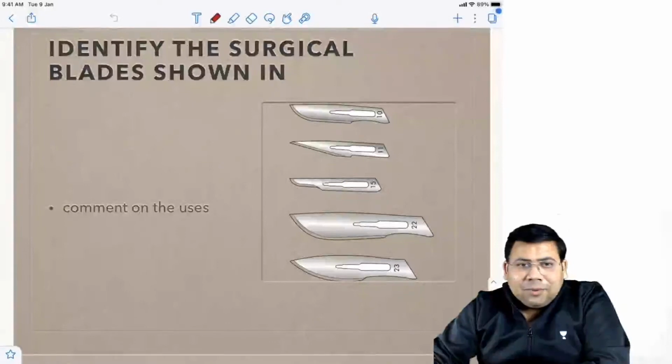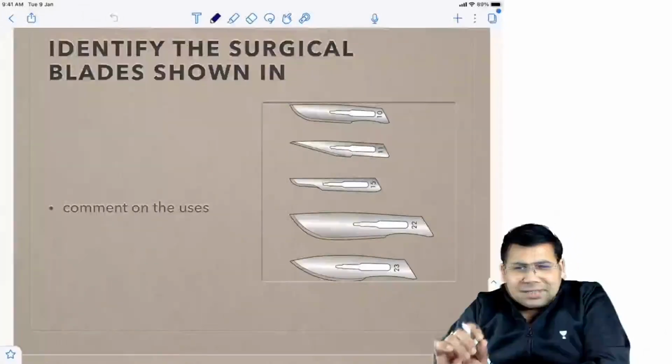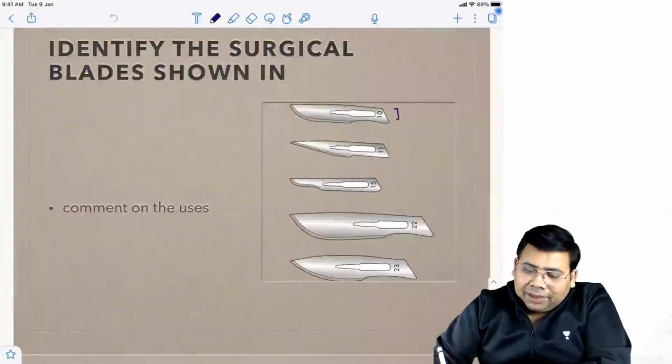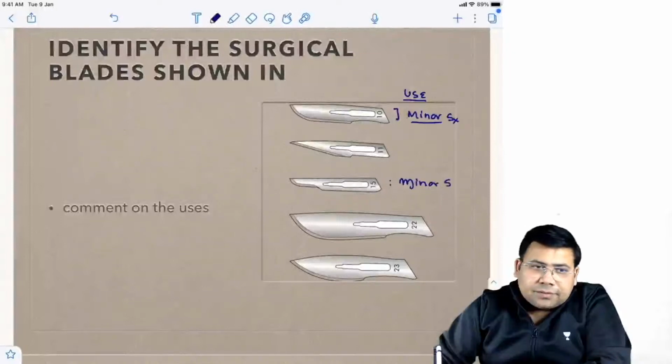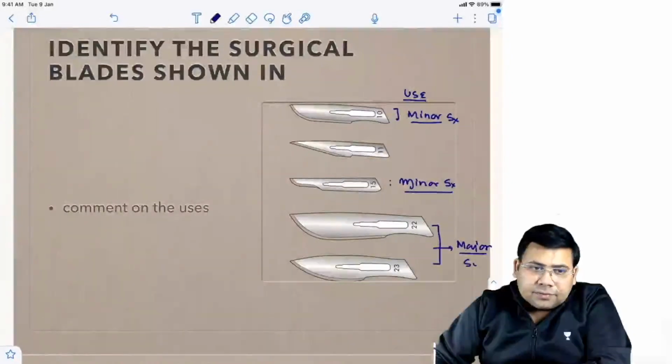Okay. So let us talk about the surgical blades. These surgical blades are very important. We get questions on the shape, we get questions on the number, everything. So let us see. Blade number 10. What is the use of blade number 10? We go for minor surgery. Blade number 15, again, this is used for minor surgery. Blade numbers 22 and 23 are taken for major surgery.